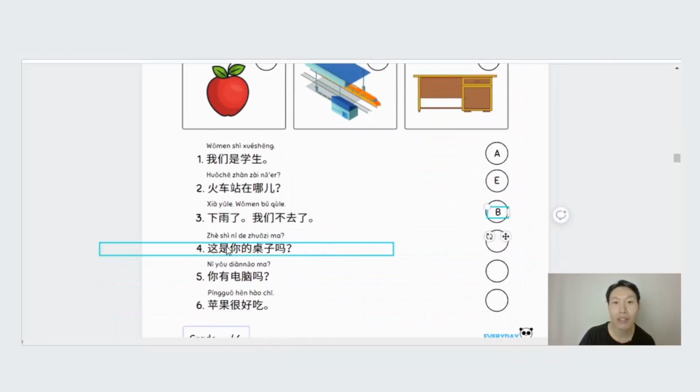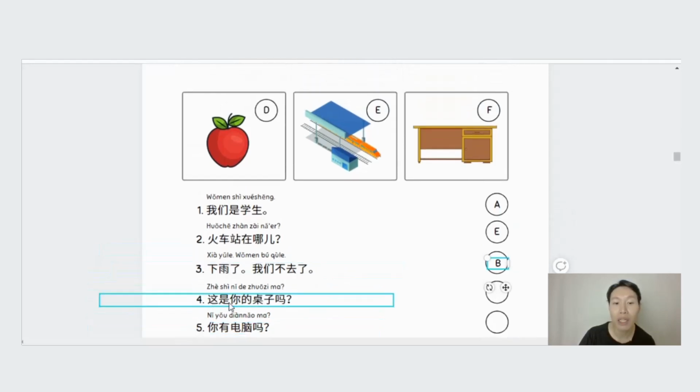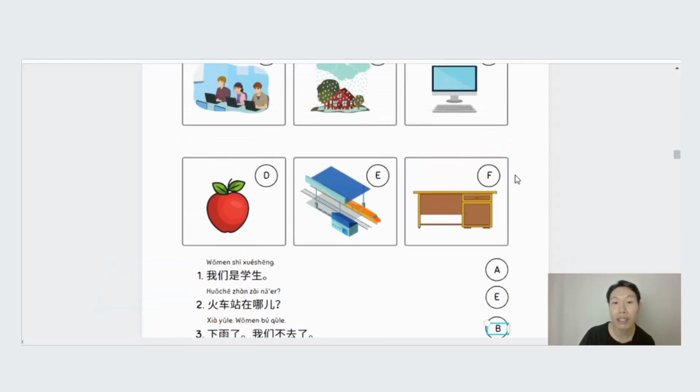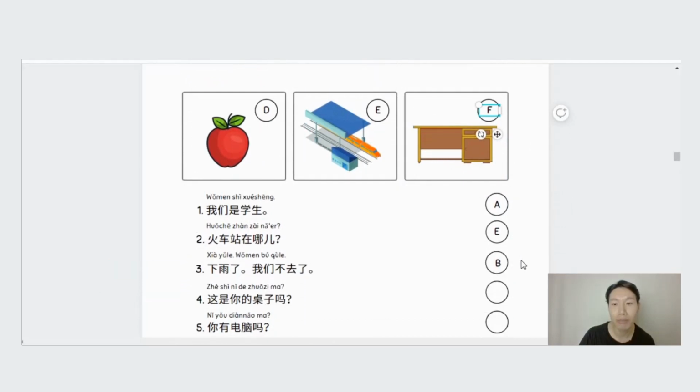Number four. 这是你的桌子吗? Is this your table? 这是 means this is. 你的桌子 means your table. Ma makes a question, so it is F because F is the only one with some kind of table.